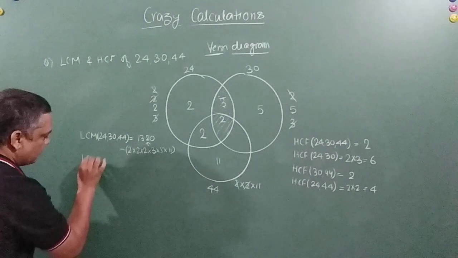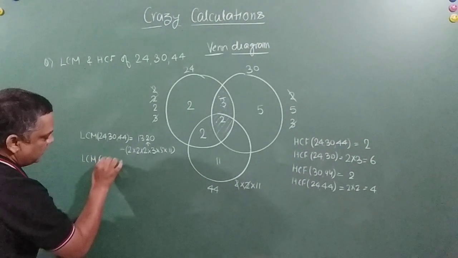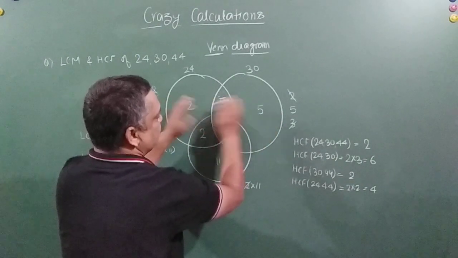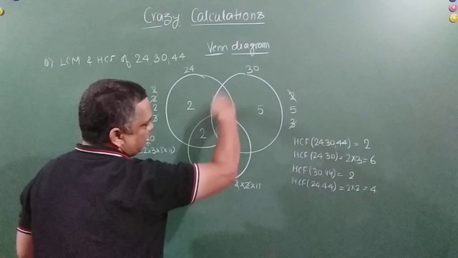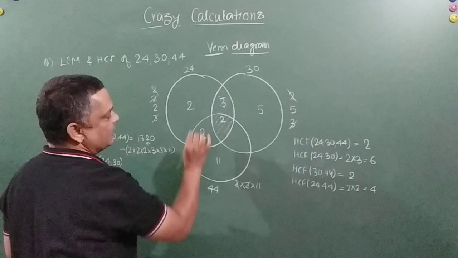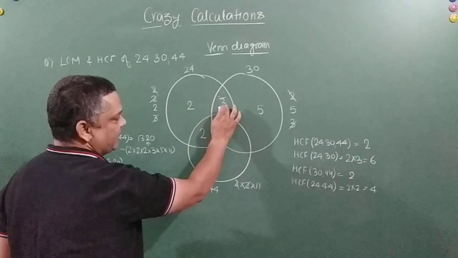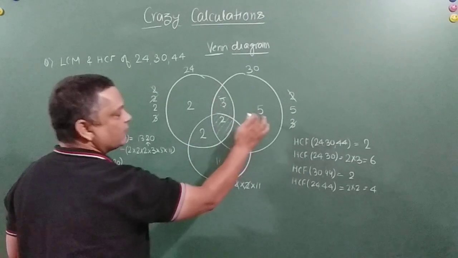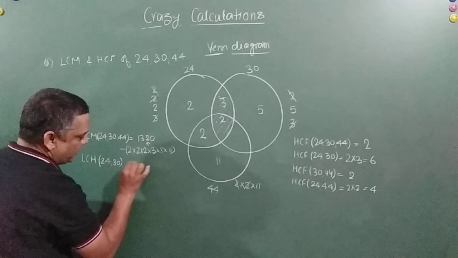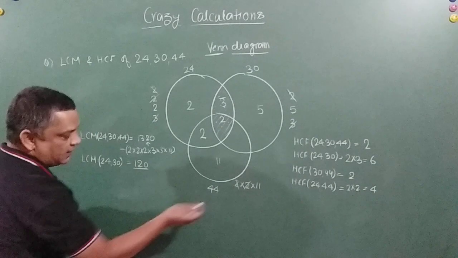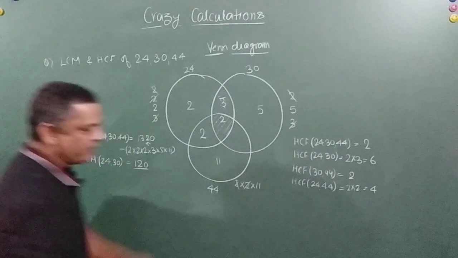Now you can find out LCM of 24 and 30 only. I am talking about only these two. So everything lying in these two circles will get multiplied. 2 into 2 into 2 is 8, into 3 is 24, into 5 is 120. You are getting my point? Is this the number that we found in the previous problem?